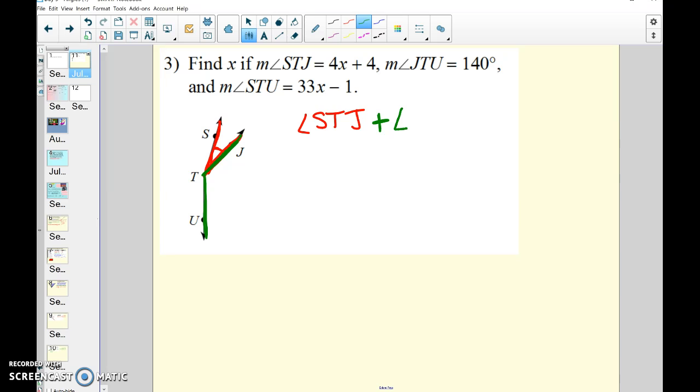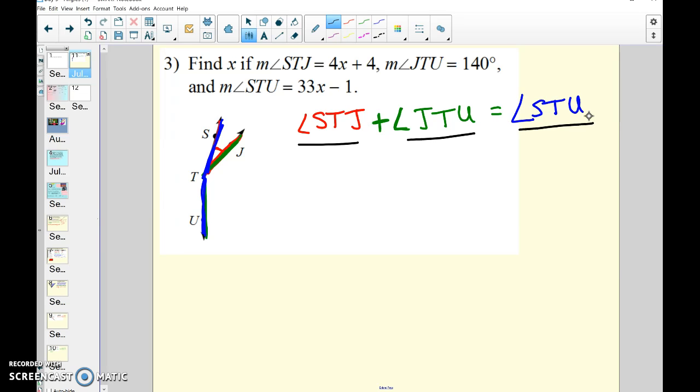And if I add those two angles together, I should get the big angle, which is STU, the whole thing. Okay, so I want you to start with this step. I know it seems basic and silly, but a lot of you guys are going to struggle with figuring out what to plug in where because there's a lot of information they throw at you. So start with this. It kind of gives you a foundation to figure out what to do from this point.